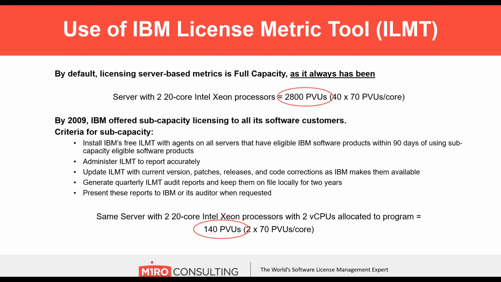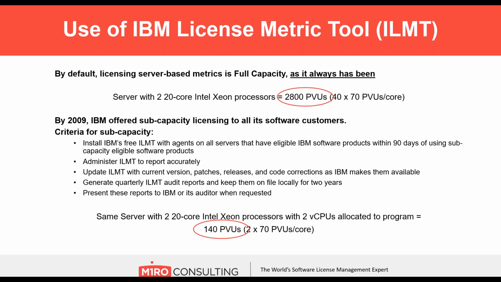But by 2009, IBM offered in the Passport Advantage agreement subcapacity licensing to all its software customers. But the criteria was you need to install this tool within 90 days of first installing a subcapacity product. You have to keep it reporting accurately. You have to keep patching it. If a version gets sunset, you have to go on to the next version. You've got to keep the quarterly reports on file locally for 2 years, and if IBM asks for these during an audit, you have to present them.